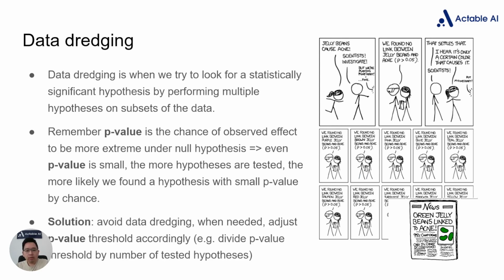So one thing we need to be very careful about when doing hypothesis testing is data dredging. Data dredging is when we try hard to find a statistically significant hypothesis by performing multiple hypothesis tests on different subsets of the data. There is a popular example on XKCD.